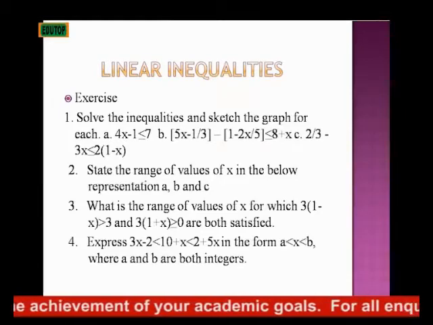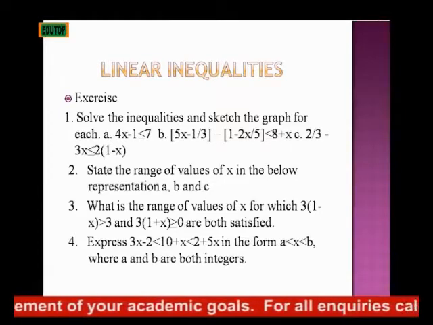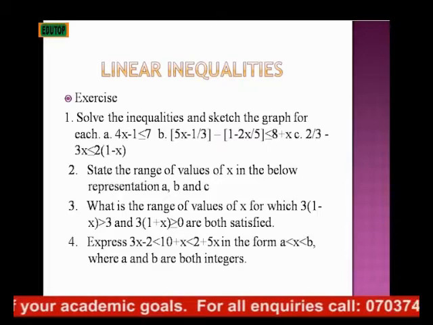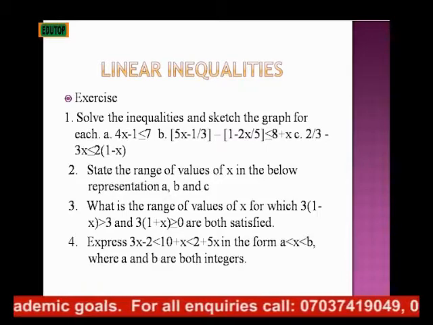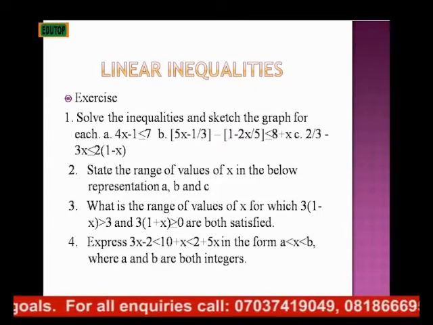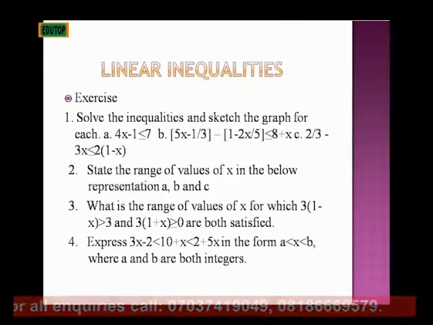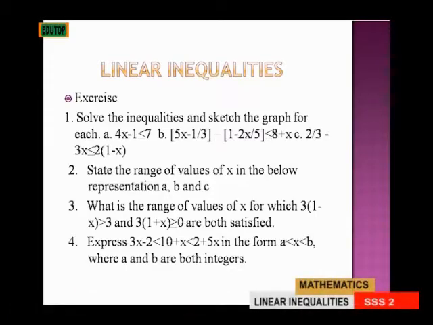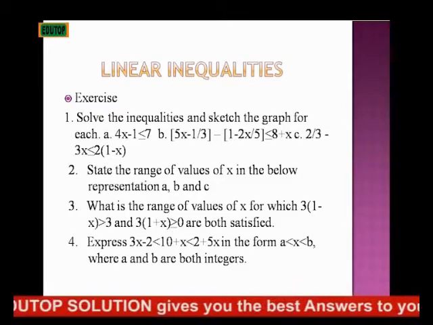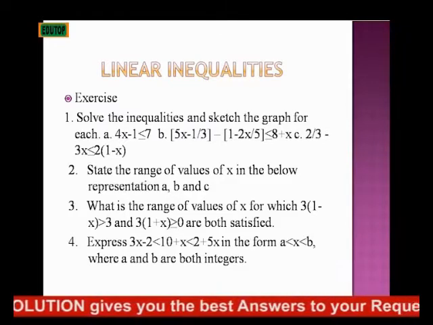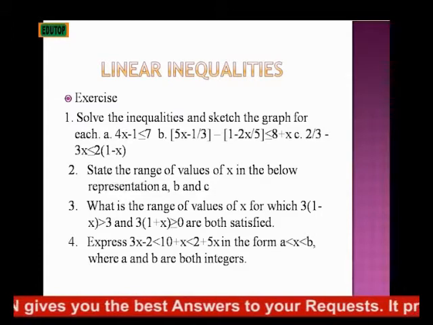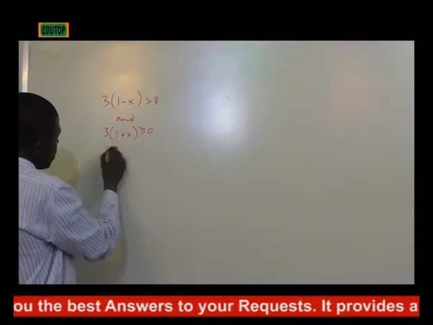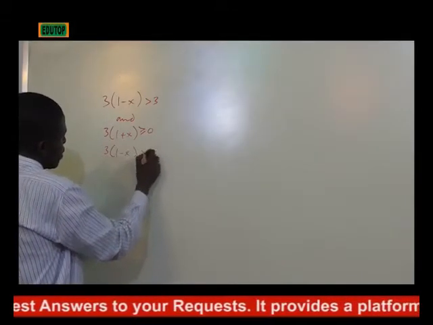3 into 1 minus x is greater than 3, and 3 into 1 plus x is greater than or equals to 0. Here we are given two inequalities. So here the first one, 3 into 1 minus x greater than 3.